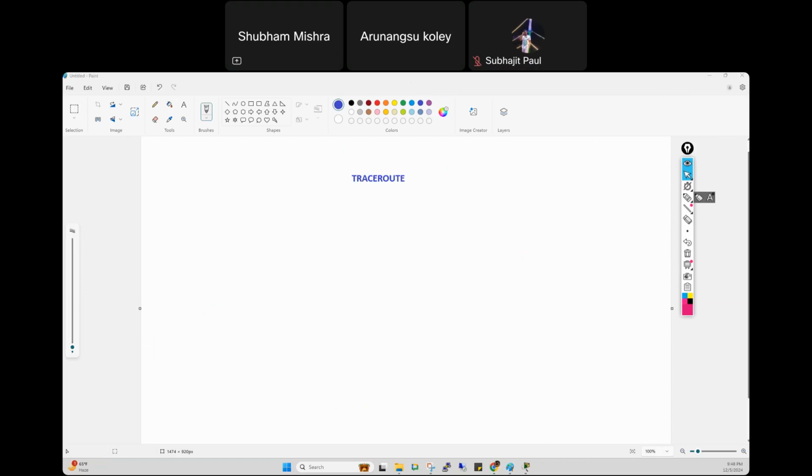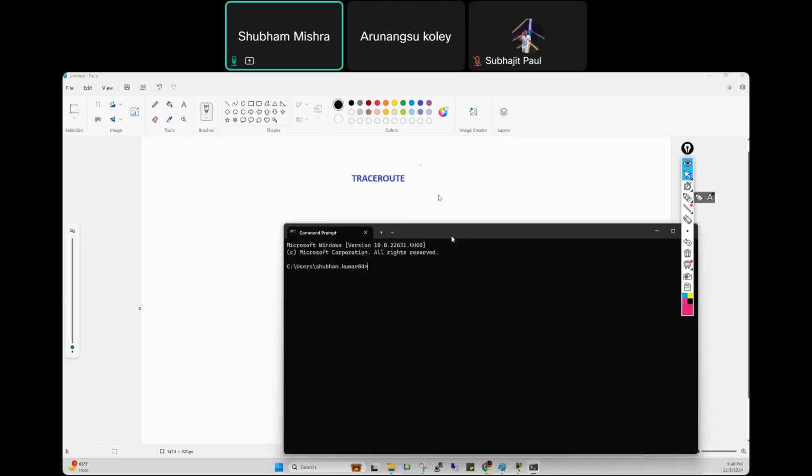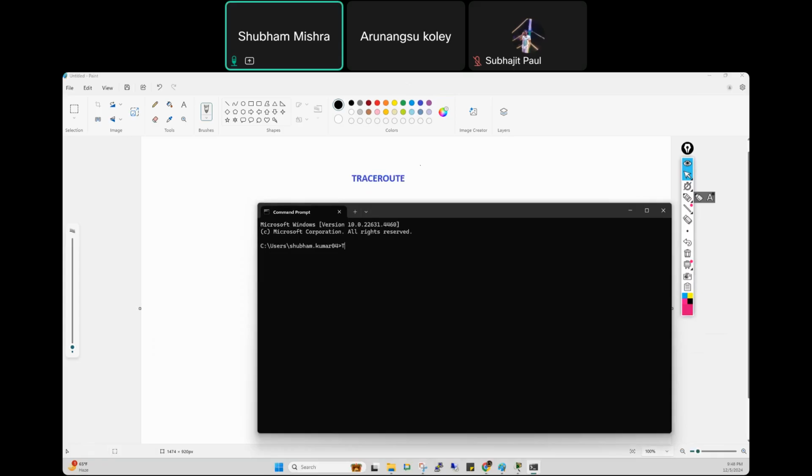Guys, our next topic is the traceroute. That is a small topic that we need to discuss. What do you mean by traceroute? For example, I am opening my CMD and writing here traceroute 8.8.8.8. It is not taking. Why? Who can tell me?